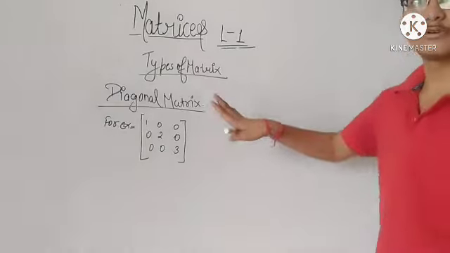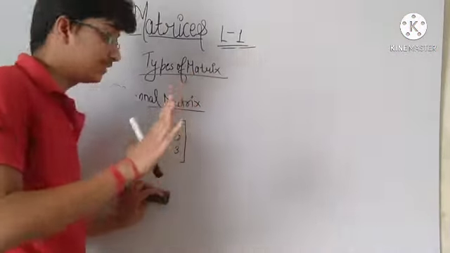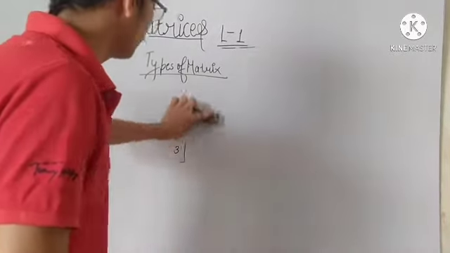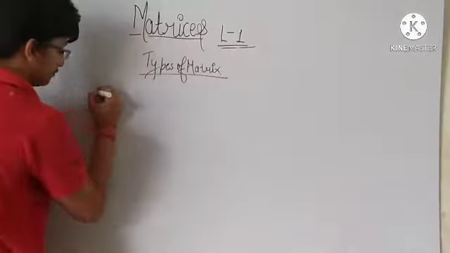Now, is it understandable? I am telling very simple, very basic things. Now we have to come to the next type, the null matrix.